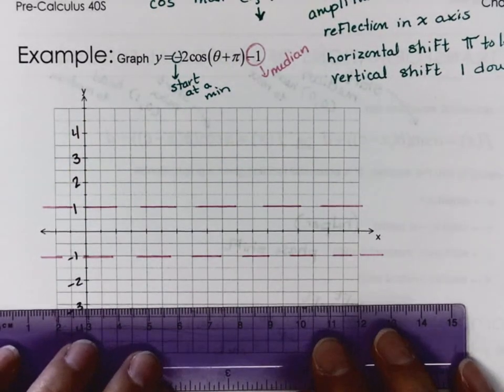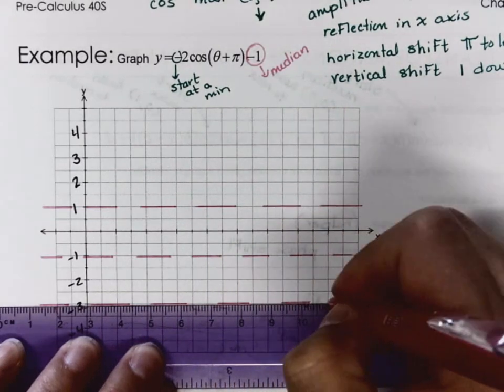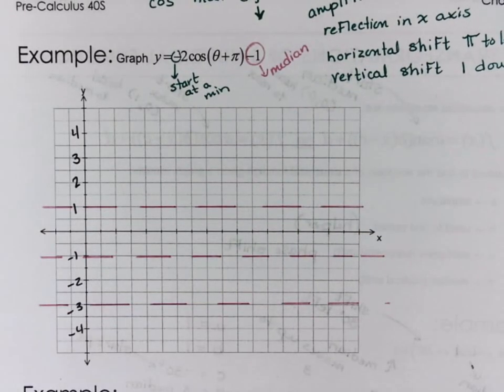I'm going down, so that's going to be at -3. Those are just my boundaries. They're just like, hey, Kelly, don't graph above or below these. My graph should all be contained within these.